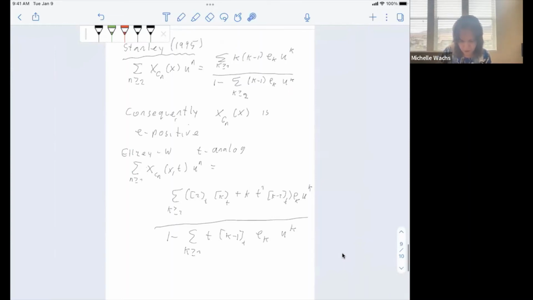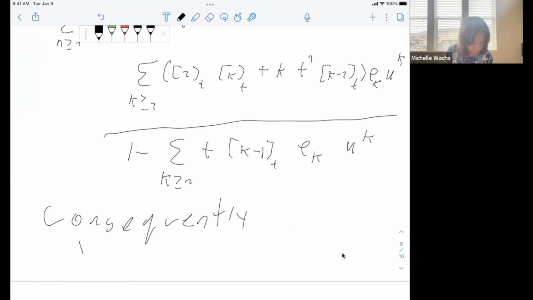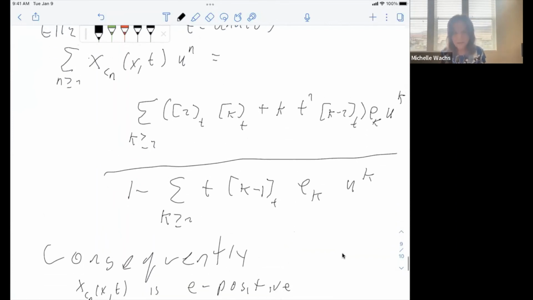But the numerator's pretty yucky. It's not hard to see that you end up with this when you set t equal to 1, but it's not pretty at all. But the consequence of this is that the chromatic quasisymmetric function of the cycle is E positive. And so here was an example of an E positive chromatic quasisymmetric function that doesn't come from an incomparability graph.